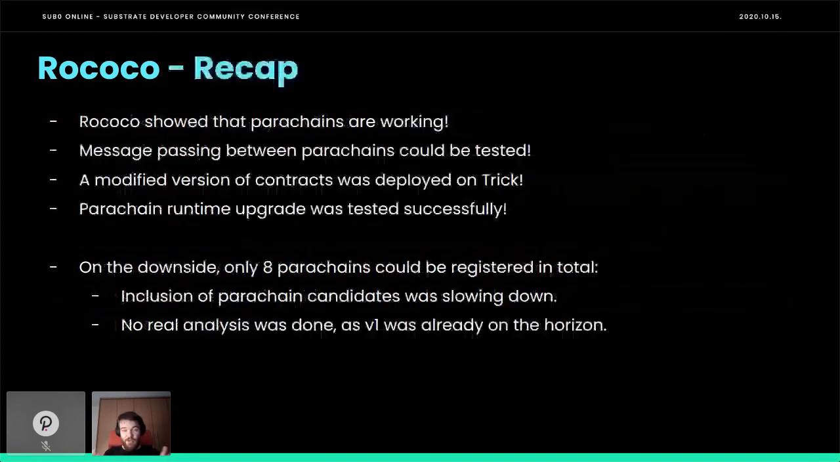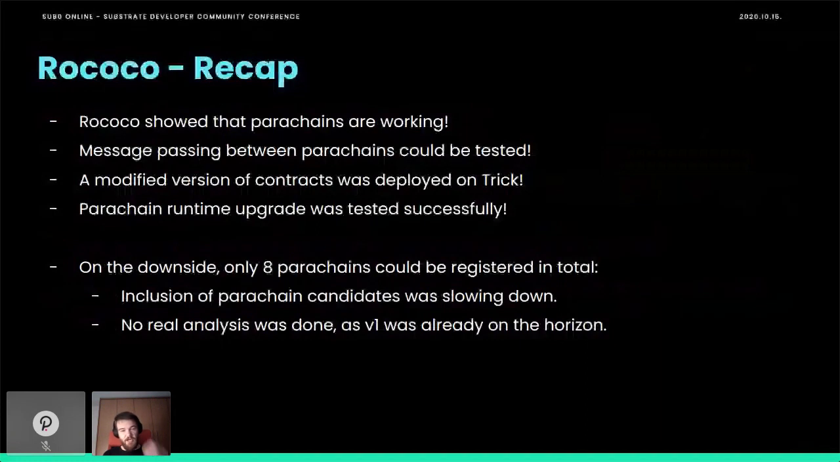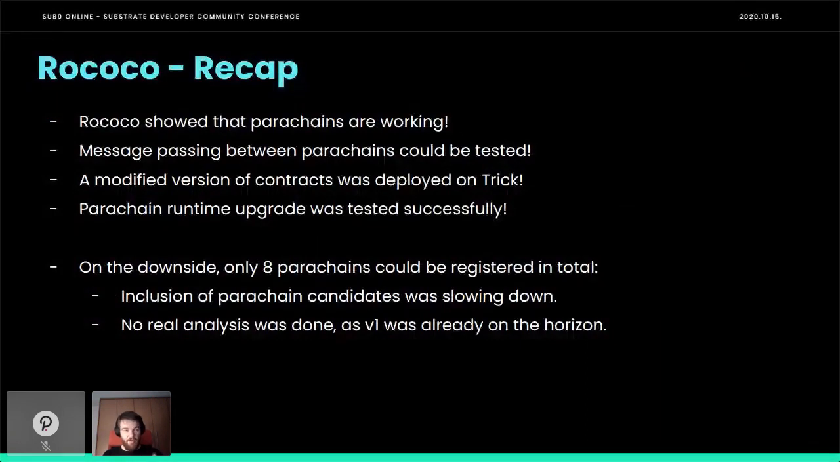We could show that Parachains are working, that the proof of concept implementation is working. We could show that you can send messages between the relay chain and the Parachain, and between Parachains themselves. We could even show that you can run a smart contract on a Parachain calling a smart contract on another Parachain. And we could do Parachain runtime upgrades on this Rococo network.